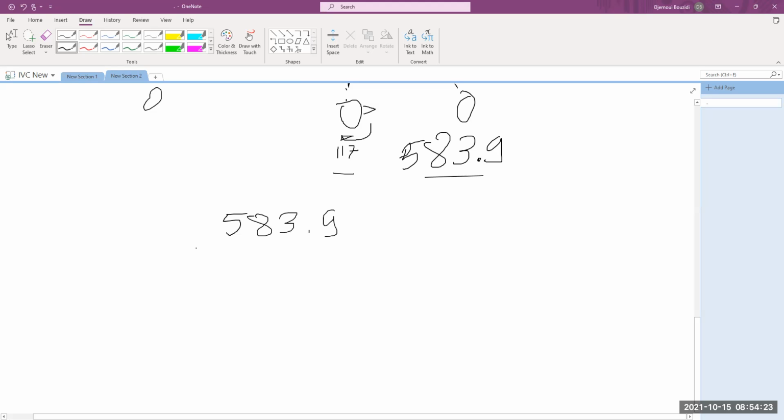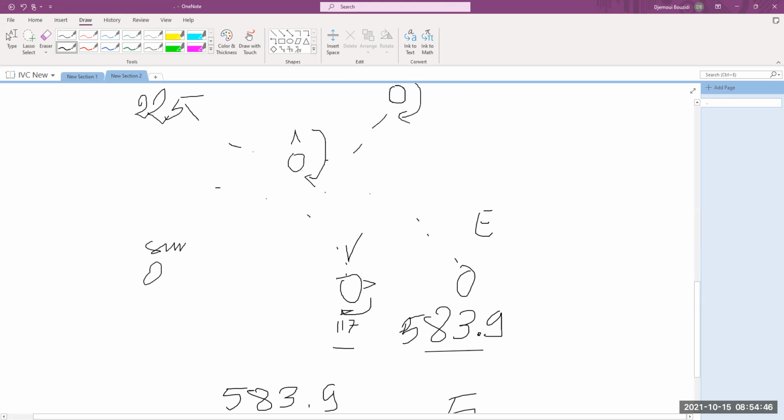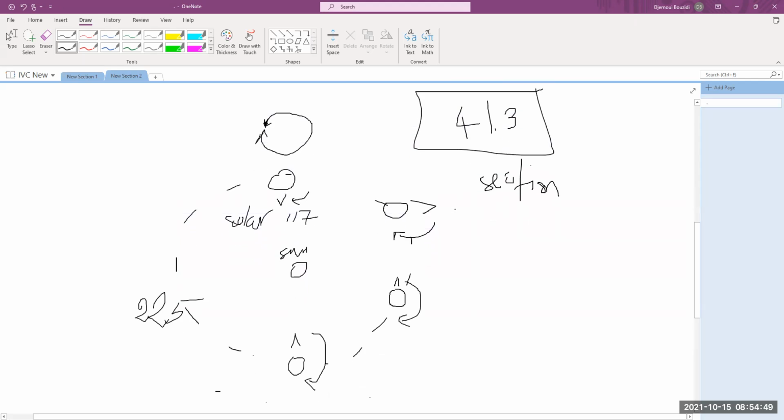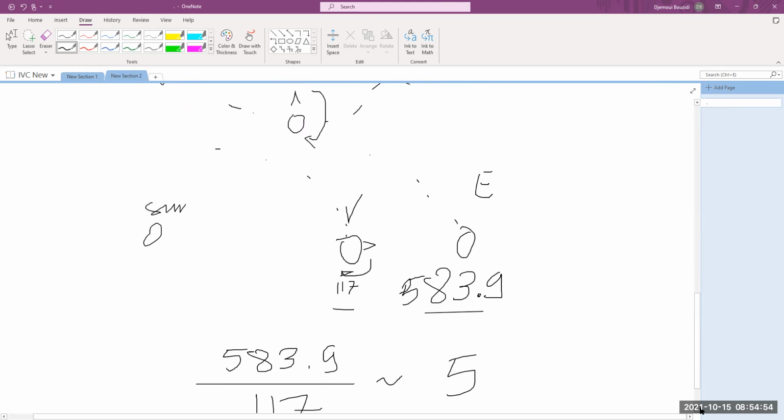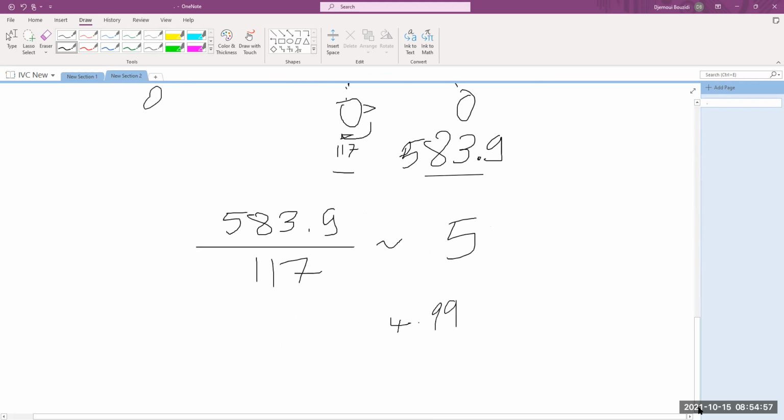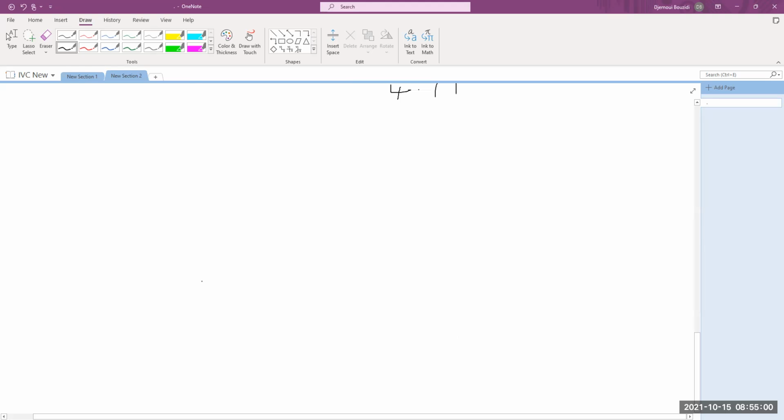I can take 583.9 divided by 117. I will find that this number is very close to 5, not exactly 5. As a matter of fact, it's 4.99. So that means that Venus spins around its axis 5 times. After the 5th time, it's going to align itself with the Earth. So whatever was facing Venus at that time with the Earth is going to be facing the Earth again. So let me explain this a little bit more graphically, and again, up to you later on how you explain that. Okay, so let me illustrate this.